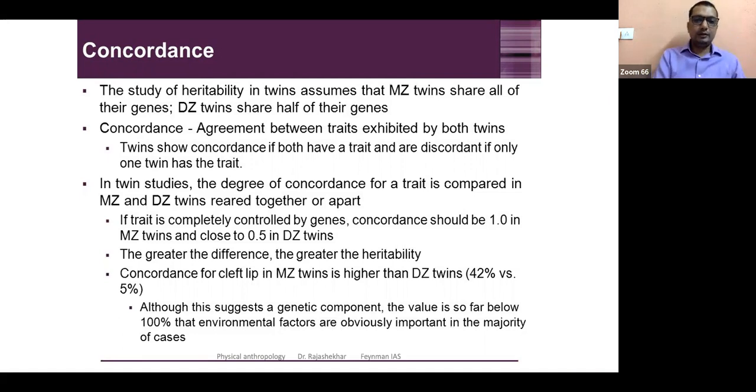So what is concordance? A very simple thing. It is agreement between traits exhibited by both twins. If twins show the same character, the same trait, like for example intelligence, where both show the same IQ value. Say for two twins, A1 and A2, if they both show the same intelligence, they are concordant for that character. If they show the same intelligence, they are in agreement with each other. Concordance refers to being in agreement with each other.